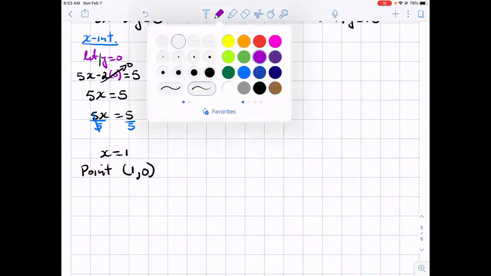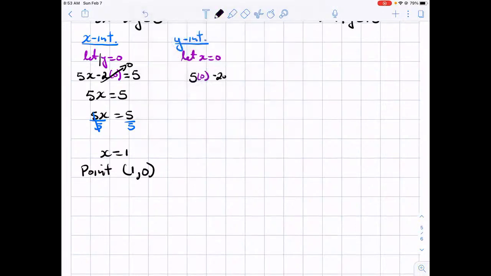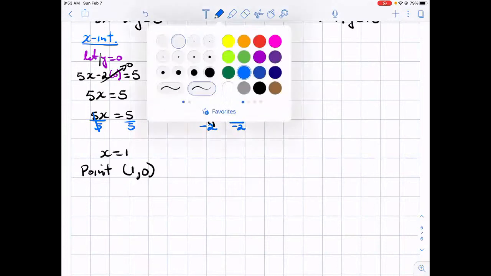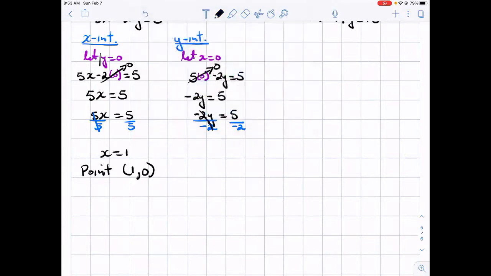Minus 2y is equal to 5. And 5 times 0 is 0. So I'm left with minus 2y is equal to 5. And we will divide both sides by negative 2. When I do that, the negative 2's become a positive 1, so y is equal to 5 over negative 2.